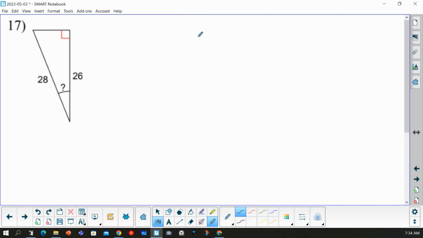Geometry 8-4, extra practice, worksheet problem number 17. I'm trying to find this angle right here. I've got two sides. They're both adjacent to this angle, but this one, since it's opposite the right angle, this one's going to be called the opposite.